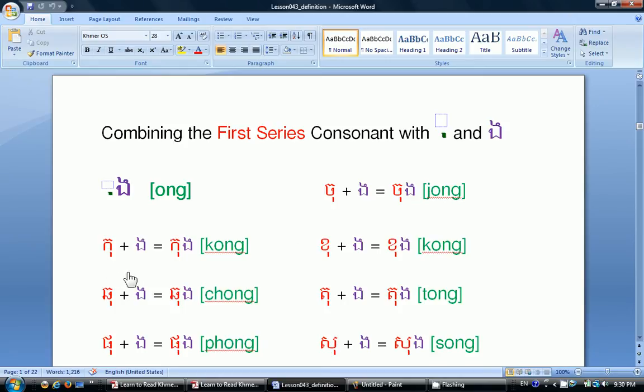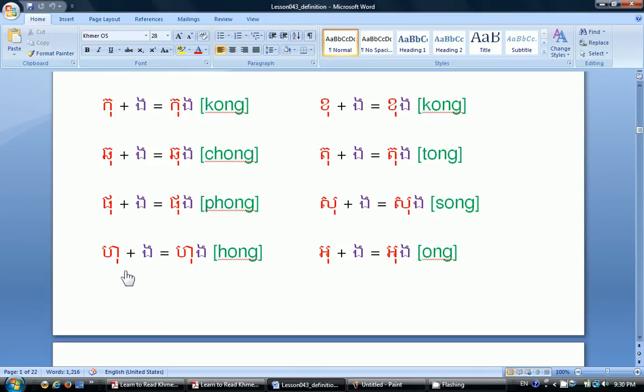Ko o ko, ko ngo, kong. Cho o cho, cho ngo, chong. To o to, to ngo, tong. Po o po, po ngo, pong. So o so, so ngo, song. Ho o ho, ho ngo, hong. O o o, o ngo, ong.